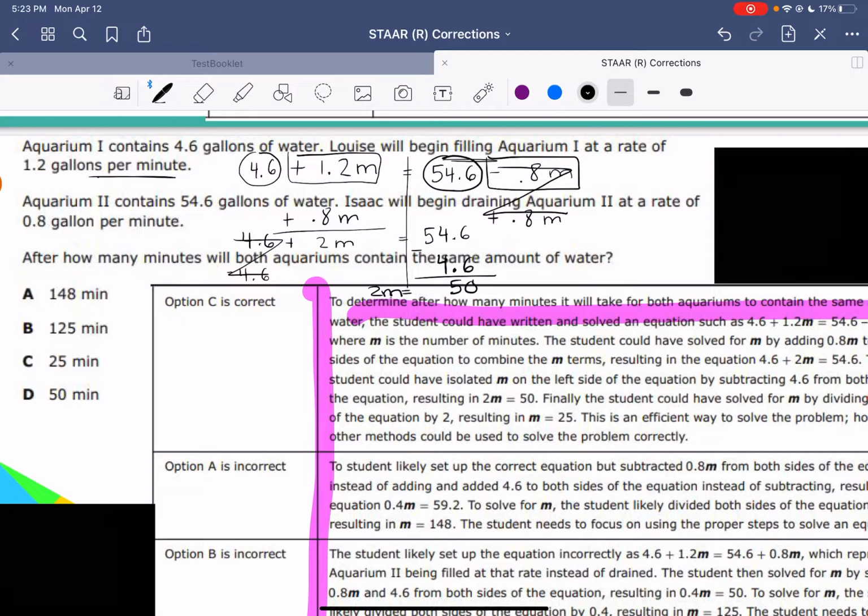I'm going to rewrite that down here. 2m equals 50. My last step is to divide by my coefficient, which is 2. 2 divided by 2 is 1, so we're left with m, and 50 divided by 2 is 25. And that is answer choice C.